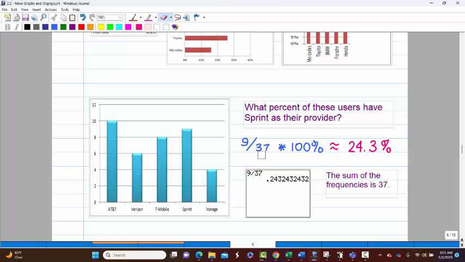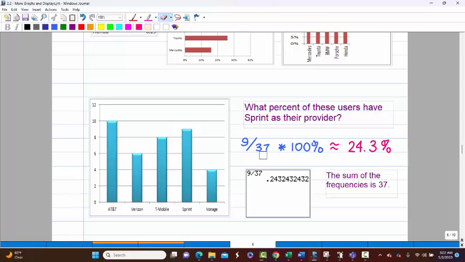Now, first of all, how did I come up with 37? It doesn't show us anywhere. It doesn't show us the total. It doesn't show us 37. Well, I did that by adding up each of the individual values. So you see the frequency: this one is 10 plus the height of 6, 8, that'll be 9, and that'll be 4. Add those up, you get 37. So that's where that total comes from.